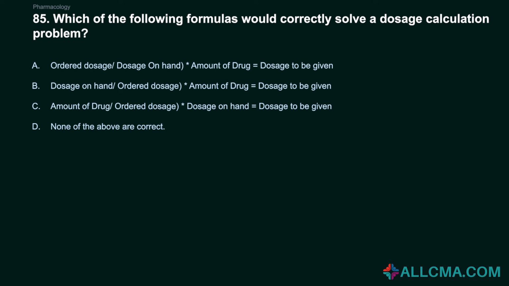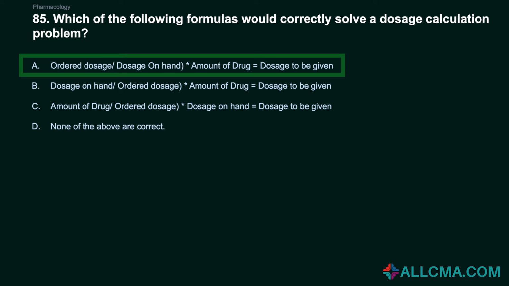85. Which of the following formulas would correctly solve a dosage calculation problem? A. Ordered dosage / dosage on hand, * amount of drug equals dosage to be given. B. Dosage on hand / ordered dosage, * amount of drug equals dosage to be given. C. Amount of drug / ordered dosage, * dosage on hand equals dosage to be given. D. None of the above are correct. Correct answer, A. Ordered dosage / dosage on hand, * amount of drug equals dosage to be given.